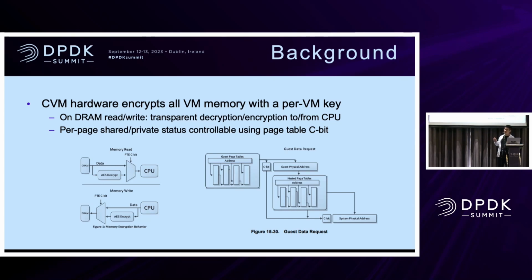The encryption state is controlled using the page table, which is controlled by the guest kernel. In the page table, we know that the mapping is from a virtual address to a physical address using a page table entry. In the page table entry, there is an additional bit called the C bit that controls the shared or private state, that is, the unencrypted or encrypted state. If the data is unencrypted, you can share it with the host, so the host OS can see it. If it's encrypted, then it's private to the VM.